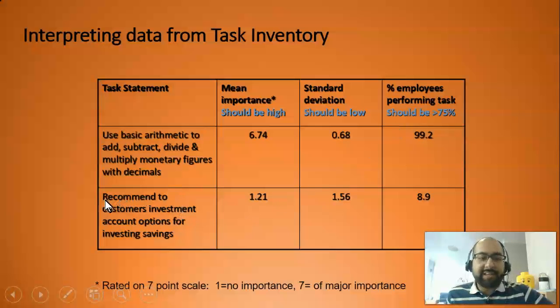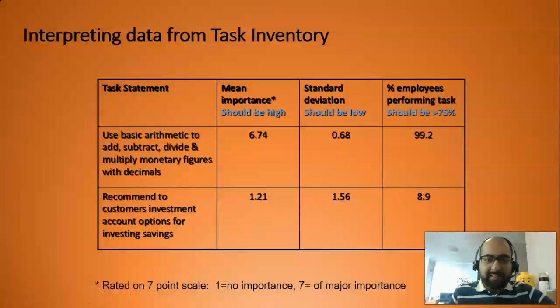Then here we have a more peripheral task. Recommend to customers investment account options for investing savings. Note, class, the mean importance for this is closer to 1 out of 7. There's a big spread, so people don't really agree on how important this task is, and only 9% of employees report performing this task. So not exactly a critical thing to be selecting for. Yeah? So that's what an inventory might look like.